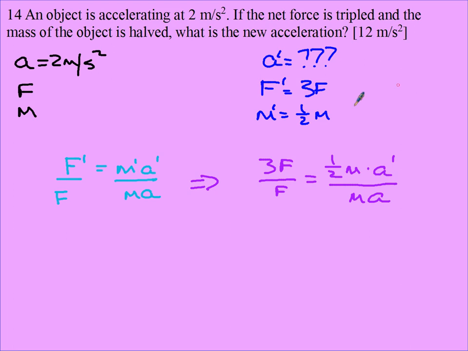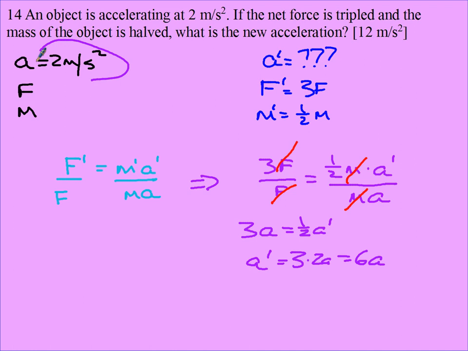I like crossing things out. F's go away. m's go away. So now I'm just left with an equation in a prime and a, so I'm going to cross multiply. So I have 3 times a is equal to 1/2 a prime. a prime is what? 3 times 2 times a, or 6a. Now I'm going to plug in a is 2 meters per second squared. So this is 6 times 2, or 12 meters per second squared.